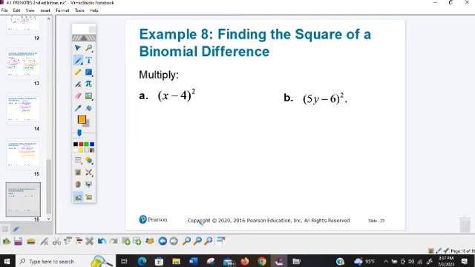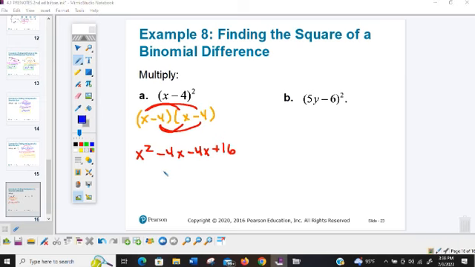Let's look at another one. Now this example's the same except it's minus in the middle. So when I write it twice, this is going to be x minus 4 times x minus 4. Okay, they're both negative, so the middle's not going to cancel out. Let's do it. X times x is x to the second. X times negative 4 is negative 4x. That's our first. Our outside, our inner. Negative 4 times x is negative 4x. Our last, negative 4 times negative 4 is a positive 16.